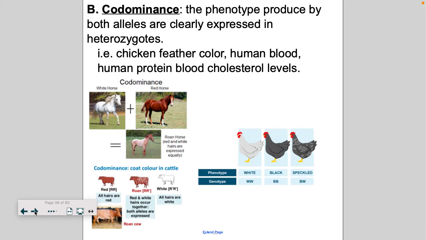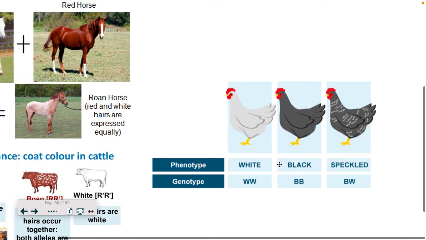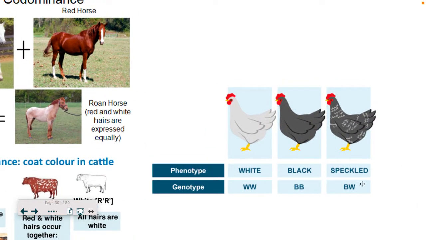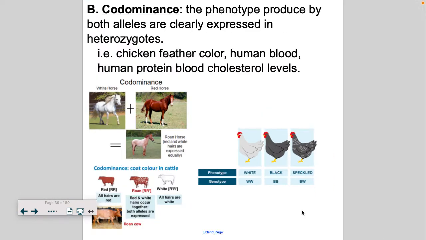In cattle, coat color in cattle, red cow, big R, white cow, big R, and they have like a subscript. I don't know if it's a plus. But then cross them together and you get roan, and they're both being shown here. So spotted cow. Chickens, white chicken crossed with a black chicken, and you get speckled chicken. So both white and black feathers appear in that heterozygote. So that's codominance.